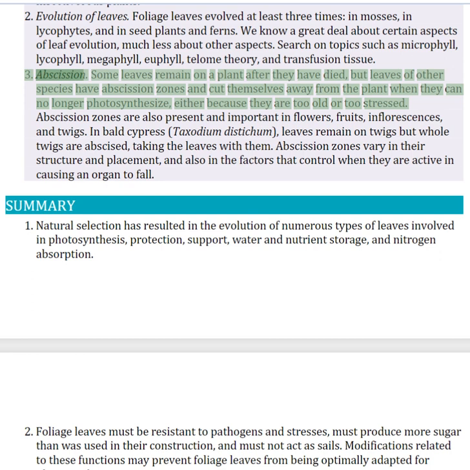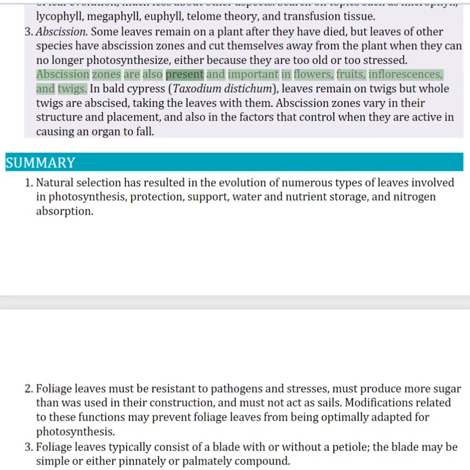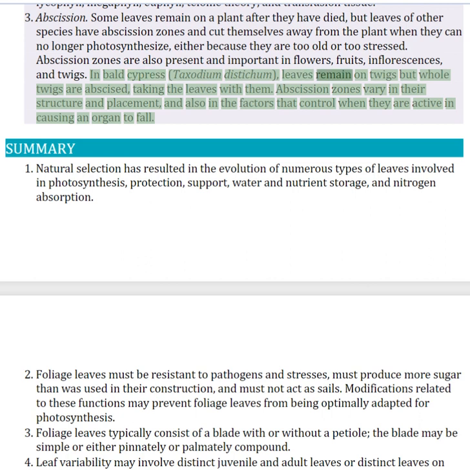3. Abscission. Some leaves remain on a plant after they have died, but leaves of other species have abscission zones and cut themselves away from the plant when they can no longer photosynthesize, either because they are too old or too stressed. Abscission zones are also present and important in flowers, fruits, inflorescences, and twigs. In bald cypress, leaves remain on twigs but whole twigs are abscised, taking the leaves with them. Abscission zones vary in their structure and placement, and also in the factors that control when they are active in causing an organ to fall.